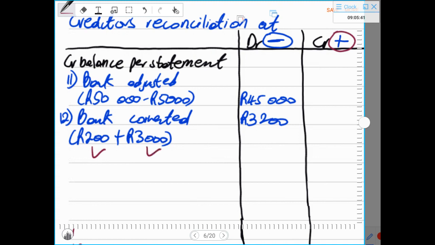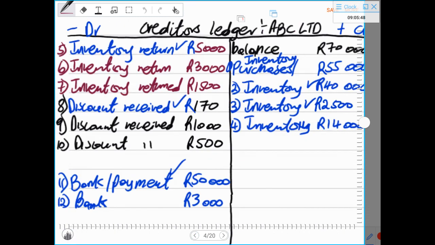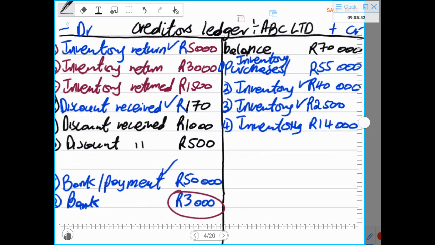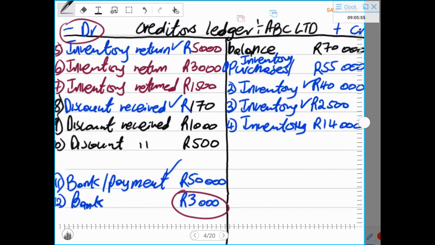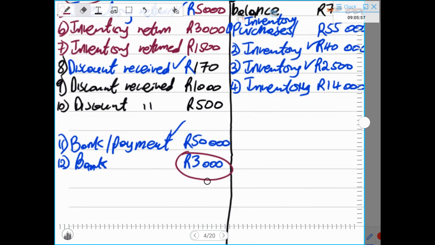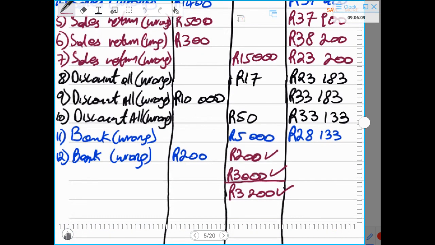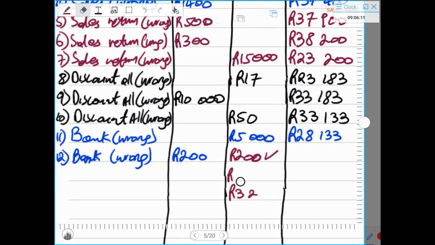On which side does the payment go? Payment goes on the debit side of the creditor's ledger. That's why we record the 3,000 on the debit side, because we pay our creditor. When we pay them, they decrease on the debit side. So now you can go on and record now the right amount or the wrong amount on the right side, or the right amount on the wrong side. At the end of the day, you will come up with the same figures.